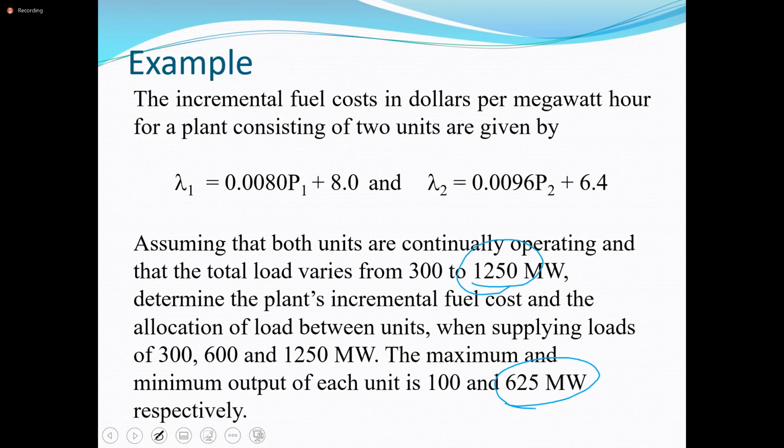Okay, so let's take on this question. The first thing we have to do is to determine the cost of production when the units are running at their minimum. So go ahead from here and do that. We have lambda 1, we have lambda 2. So what's lambda 1 equal to? And lambda 2. And this is at minimum output. What are these equal to?